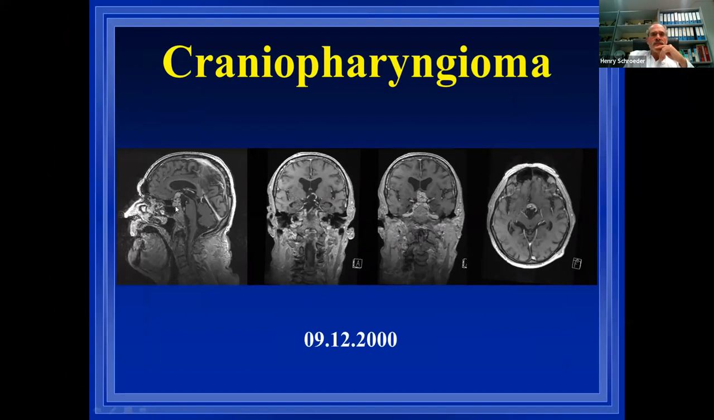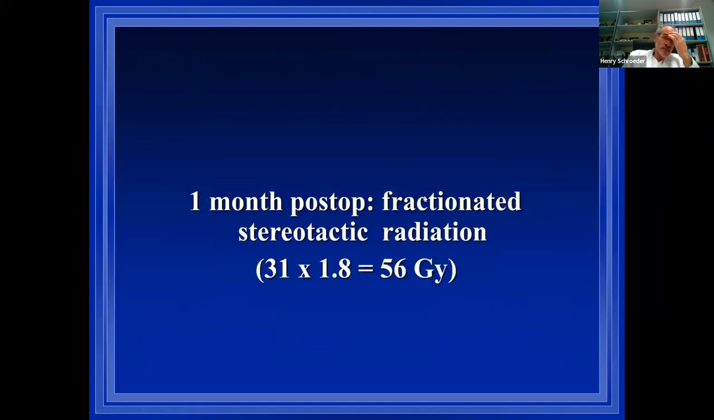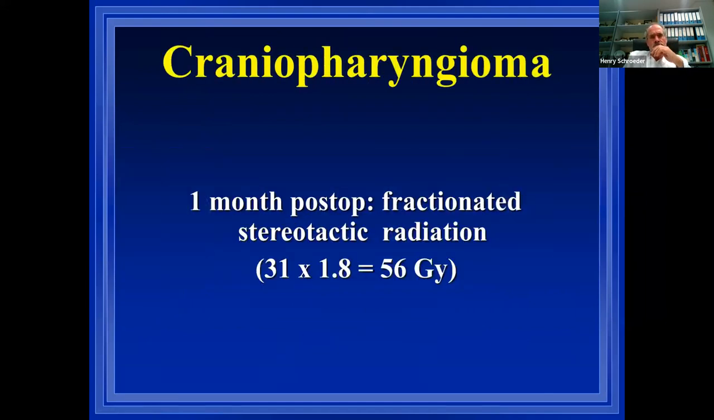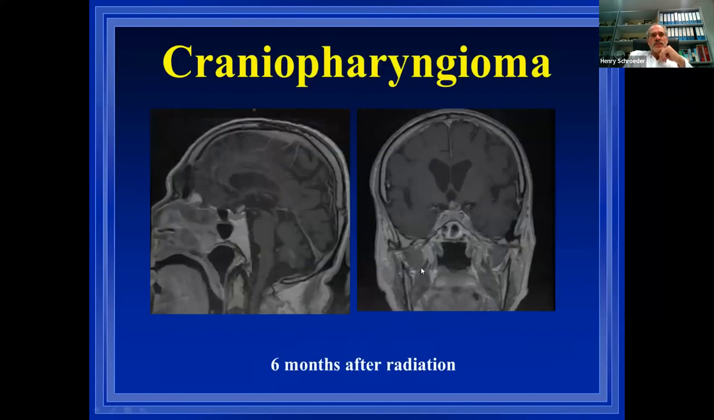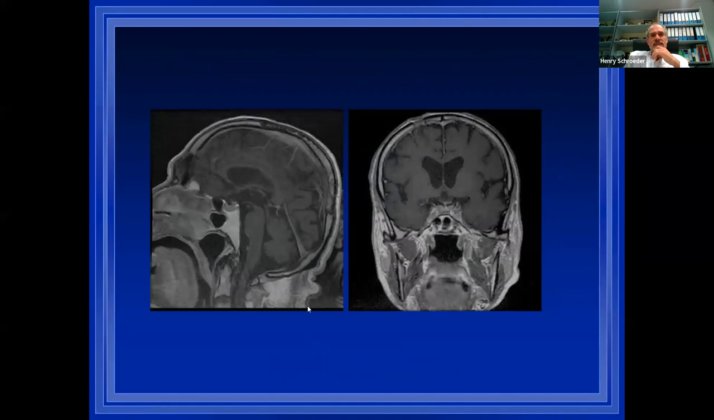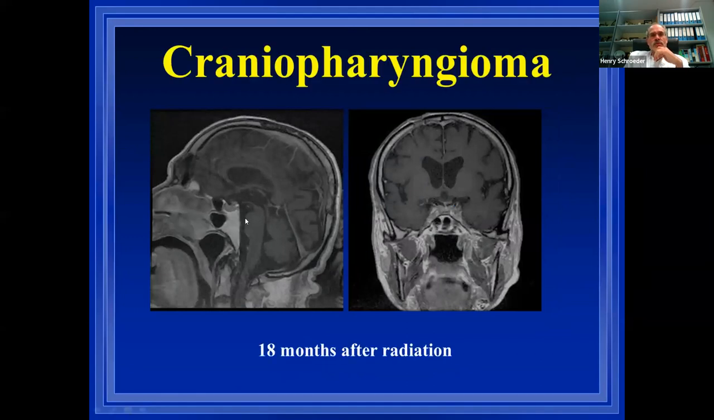You see here along the stalk, tumor left, and then we sent him, what we always do in these cases, to radiation. It's a fractionated stereotactic high precision radiation, 56 or 54 grays usually. And you see how the tumor is shrinking. 6 months after radiation, almost gone. And he came this year, 18 months later, you see no tumor remnant visible. So radiation is a very effective treatment option in our experience.